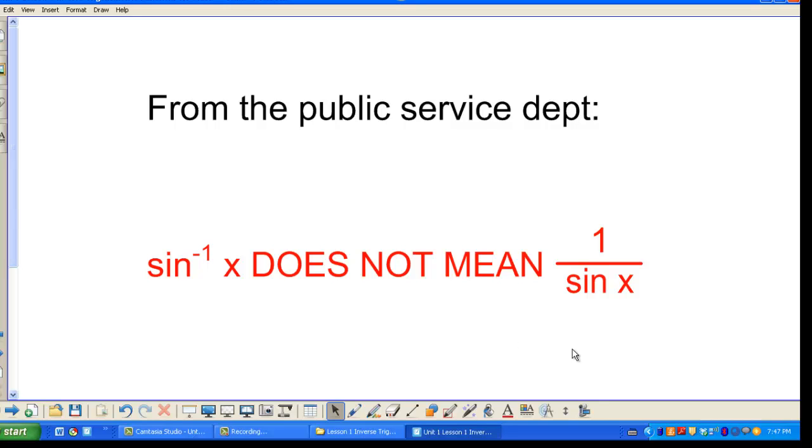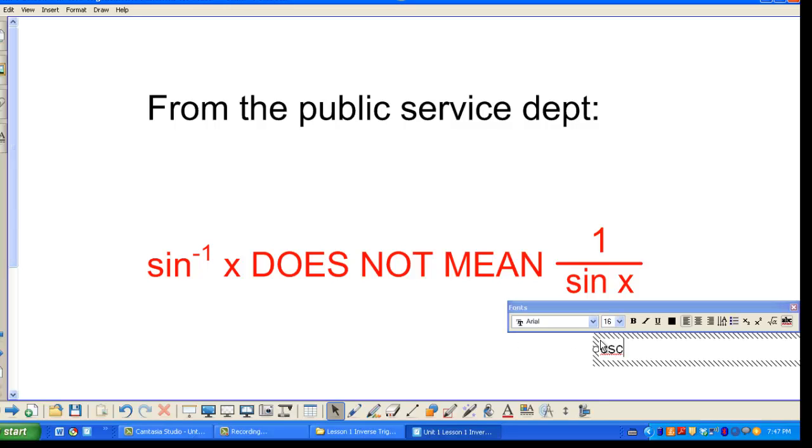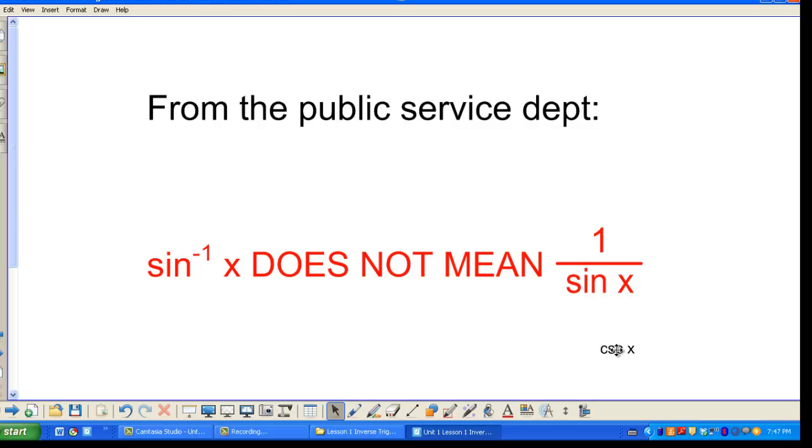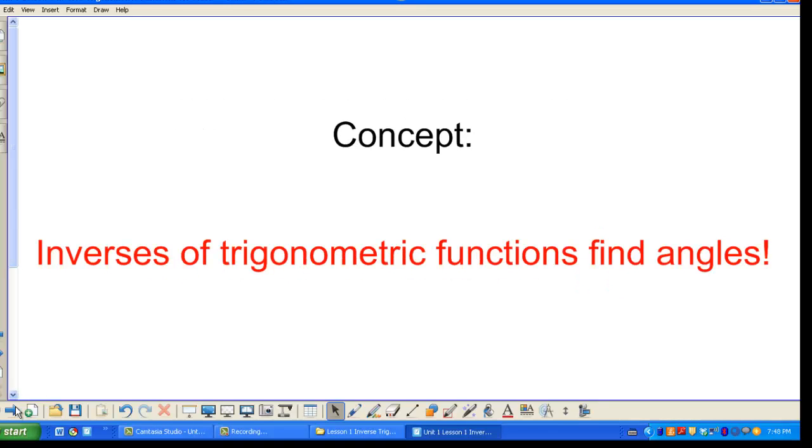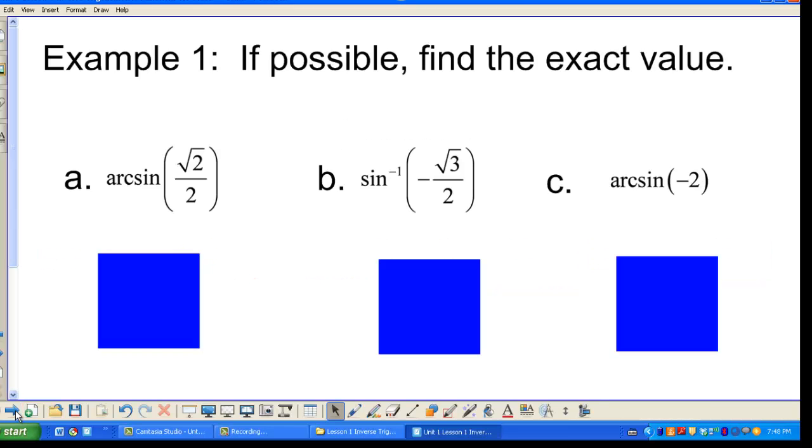So as a public service reminder, the inverse sine does not mean 1 over the sine of x. That would be the cosecant of x, so make sure you keep that straight for your understanding as you move forward, as well as for calculator work. So the main concept is that inverses of trigonometric functions find angles. So let's do a few problems.